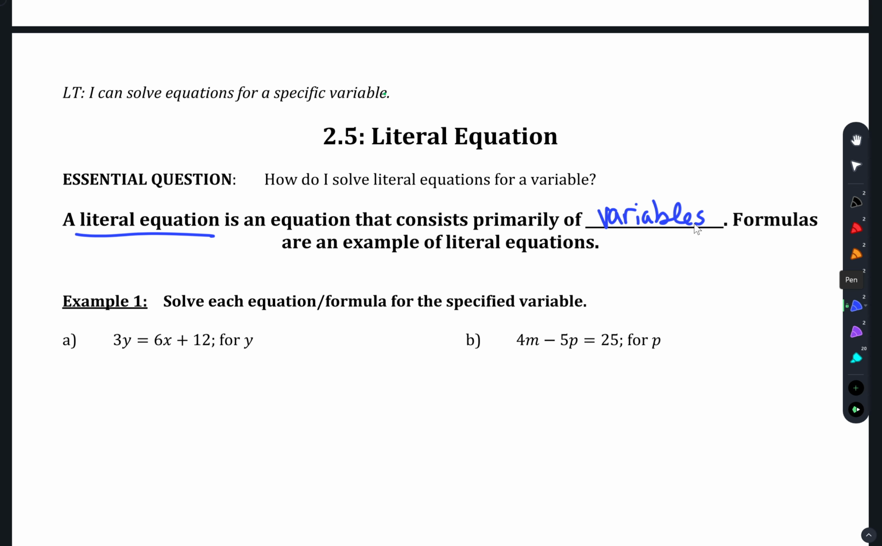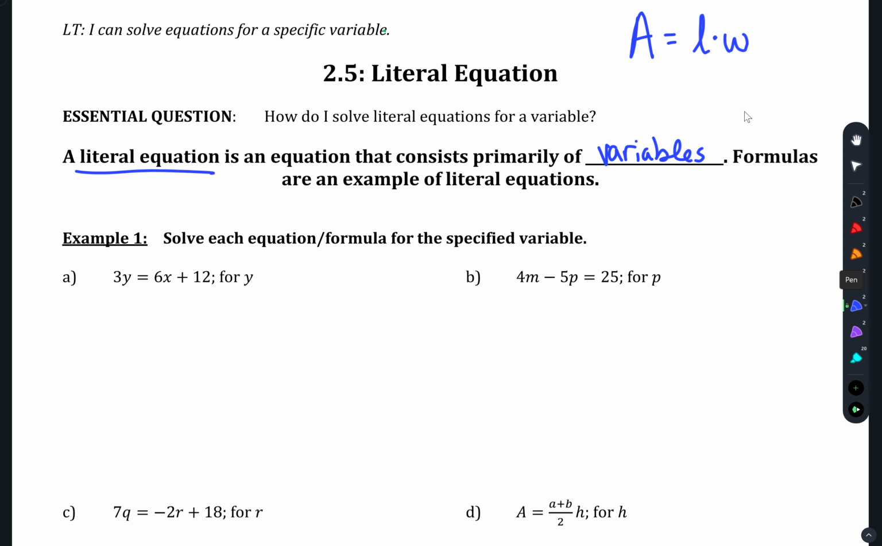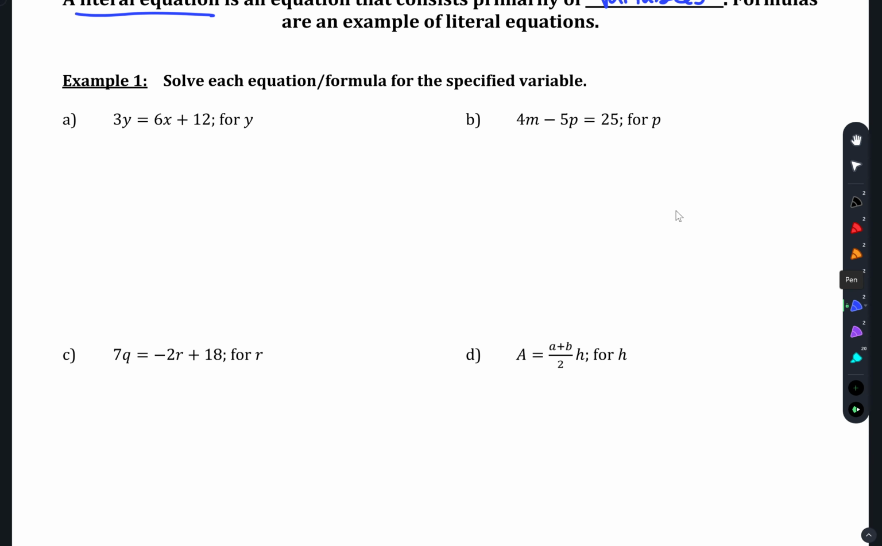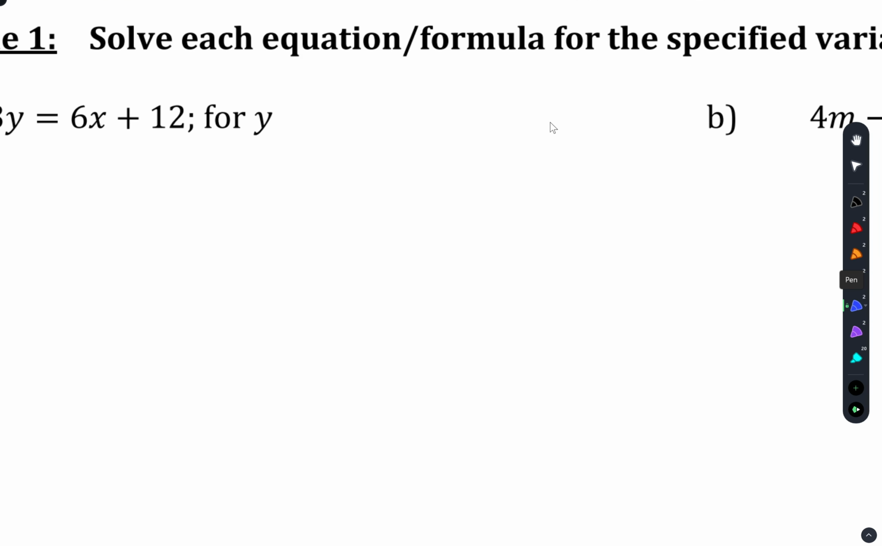When I think about literal equations, I usually think about a science class. If you have an equation given to you in science, you probably have a bunch of variables. An easy way to think about it is finding the area of a rectangle: area equals length times width, right? That's an example of a literal equation. It's pretty much exclusively variables. When we solve each equation or formula for a specific variable, it will tell us what we are solving for.